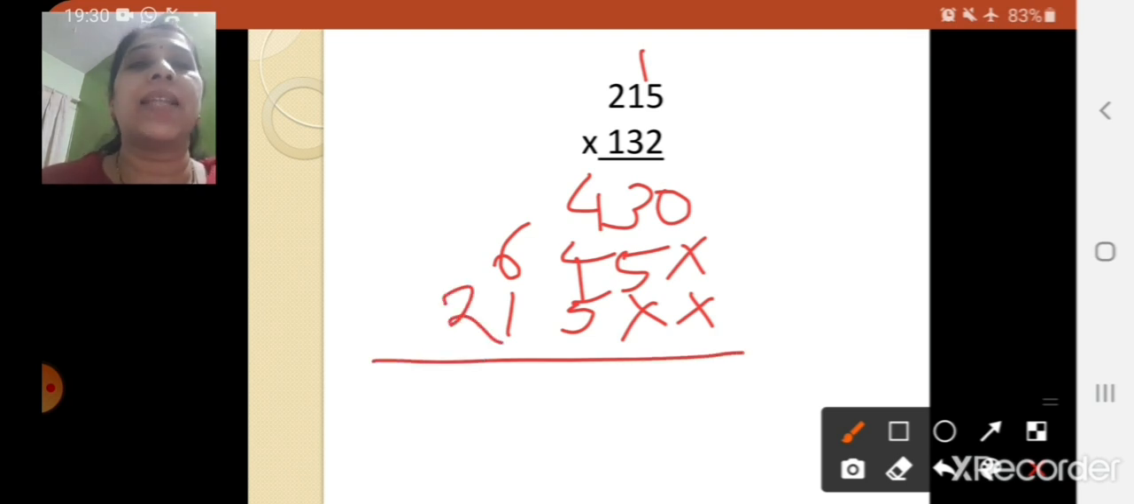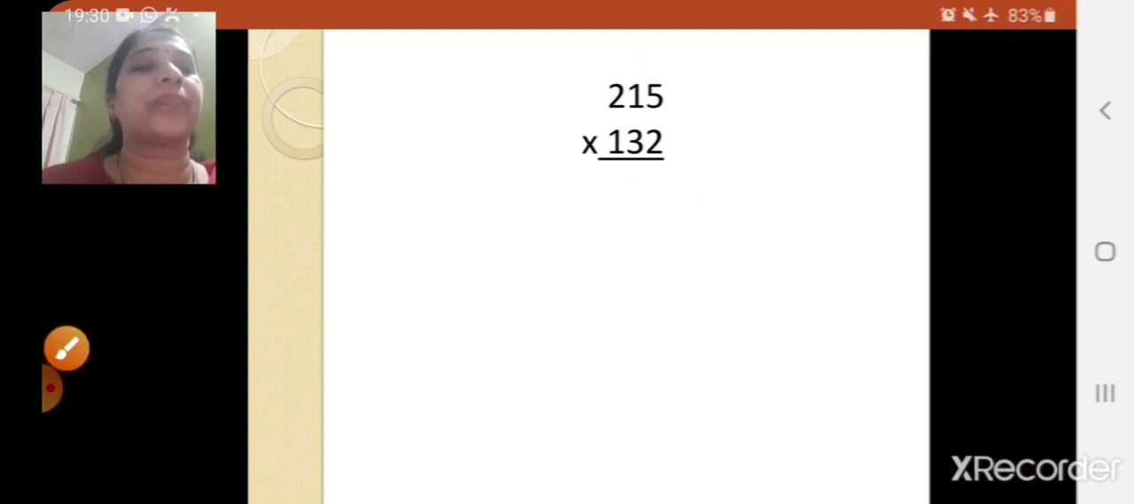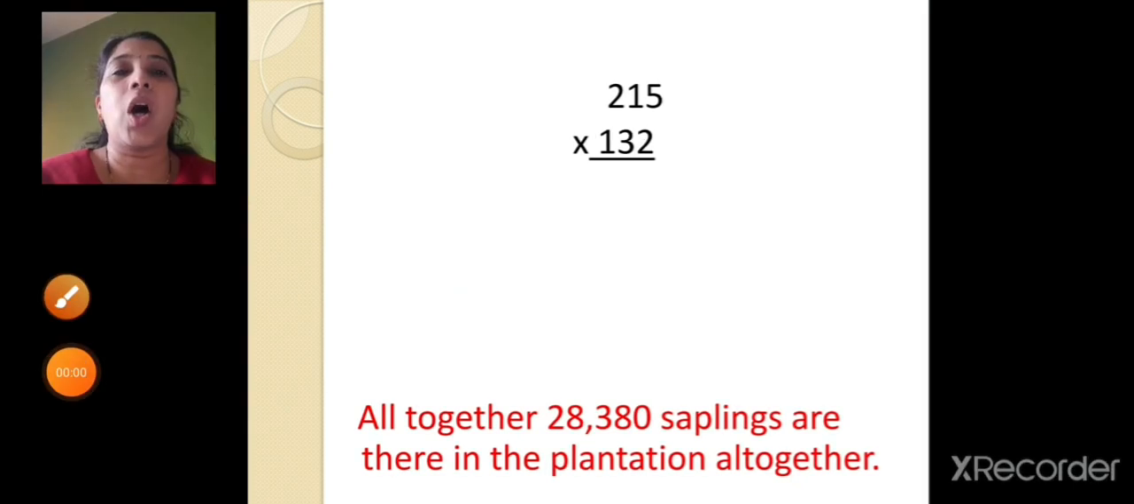So now we can start the addition. 0. 5 plus 3 is how much? 8. 4 plus 4 is how much? 8. And 8 plus 5 is how much? 13. So 3, 1 carried over. 6 plus 1 is 7 and 7 plus 1 is 8. And 2 you will write as it is. So you got the answer 28,380. Right? So you will write the final answer: altogether 28,380 saplings are there in the plantation.